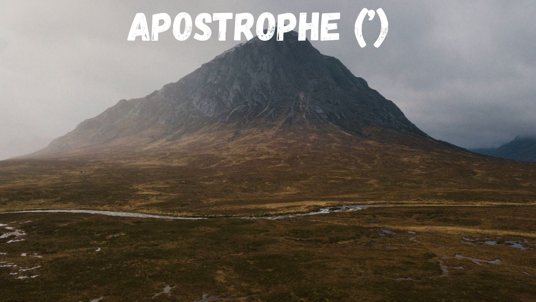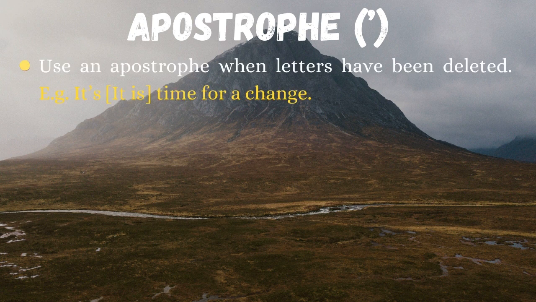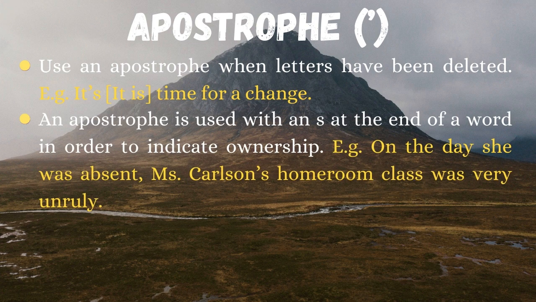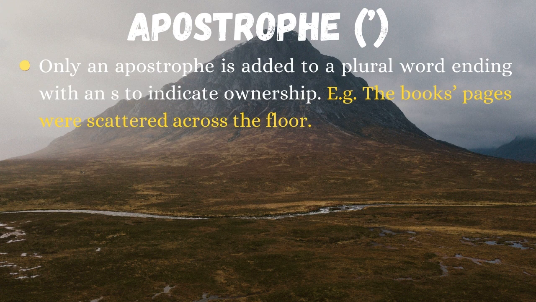Apostrophe. Use an apostrophe when letters have been deleted. Example: it's time for a change. An apostrophe is used with an S at the end of a word in order to indicate ownership. Example: on the day she was absent, Ms. Carson's homeroom class was very unruly. Only an apostrophe is added to a plural word ending with an S to indicate ownership. Example: the books' pages were scattered across the floor.